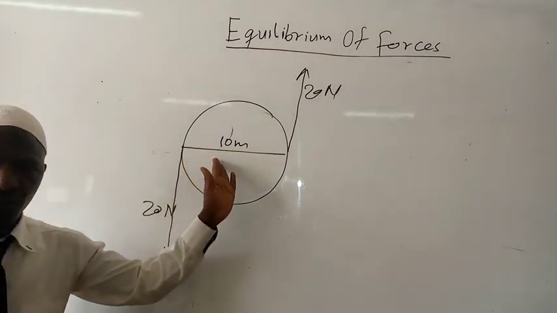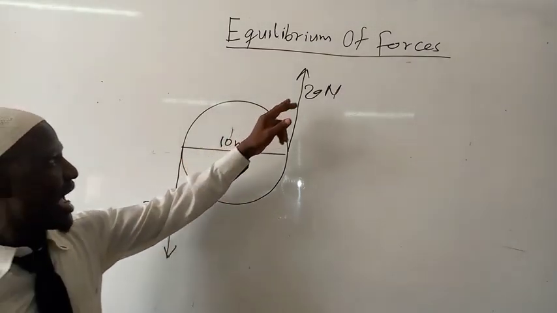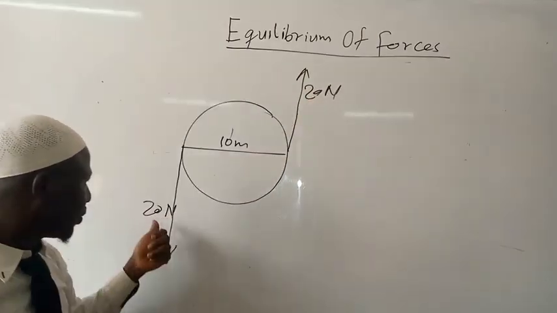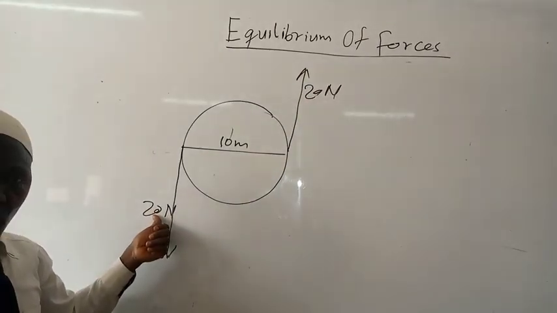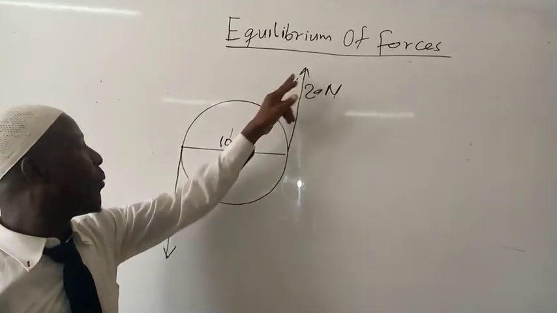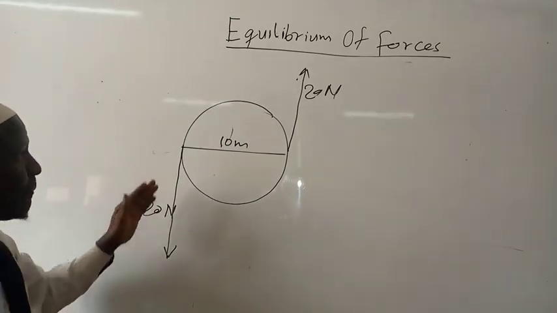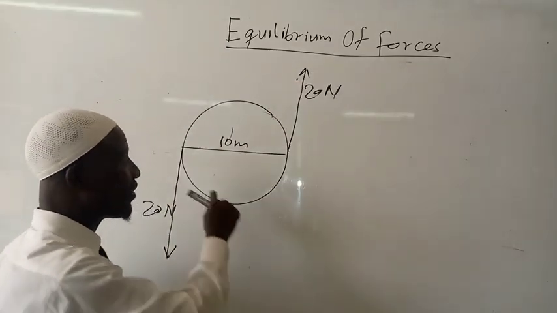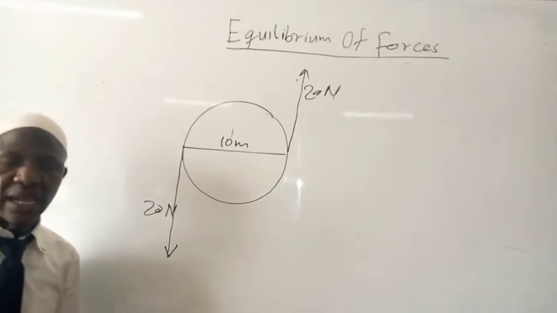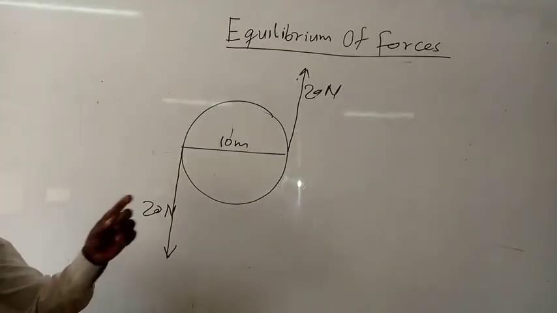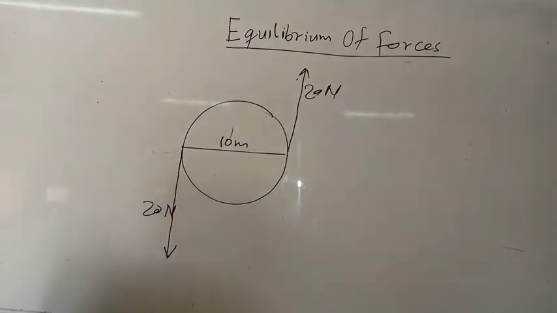So this is a couple because the forces are opposite. They have the same magnitude, that is, they are equal in magnitude. They are parallel, but they are not acting in the same sense. That is, their line of action is different.